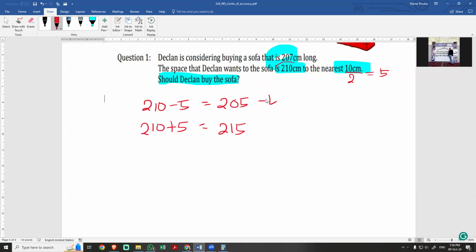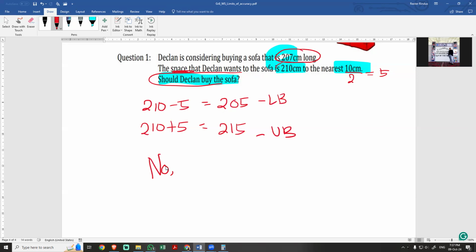So this is the LB, this is the UB. So the question: should Declan buy the sofa, given that the measurement of the sofa that she knows is 207? So the answer should be, for a precise answer, no. She or he should not buy it for now until she or he gets the exact measurement of the space given.